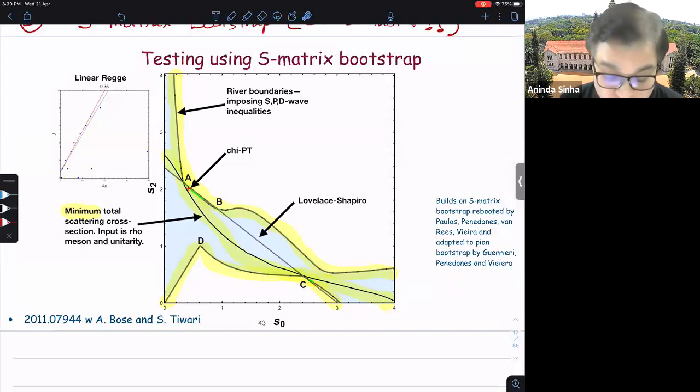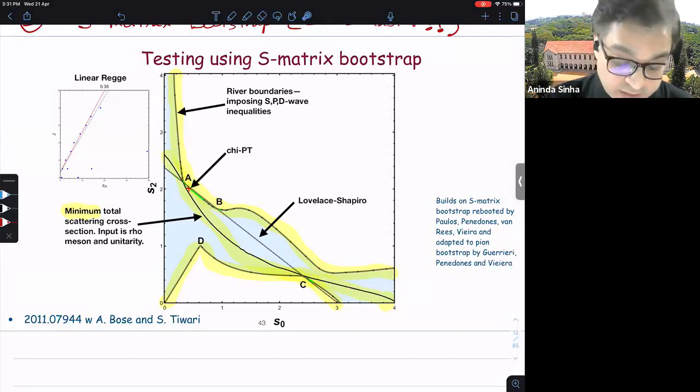The most interesting, there are two very interesting lines in this plot. One of them is this Lovelace-Shapiro line of models, which was a precursor to modern string theory. And then there is another line here, which is the line of minimum total scattering cross-section. In getting this minimum line, I have just used the rho meson mass and unitarity. What is striking, at least at the level of this plot, is that chiral perturbation theory, marked by the red cross, the intersection of the Lovelace-Shapiro model, and this minimum line of models which allow minimum total scattering cross-section, all seem to intersect at a very interesting region, which is close to where chiral perturbation theory lives.